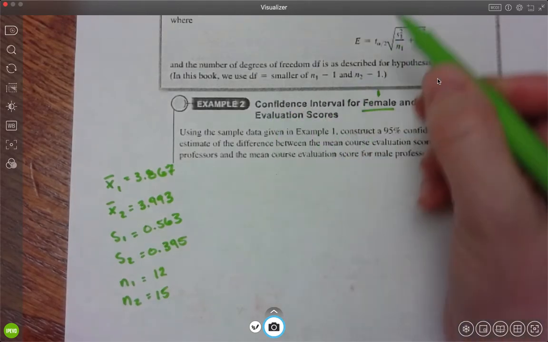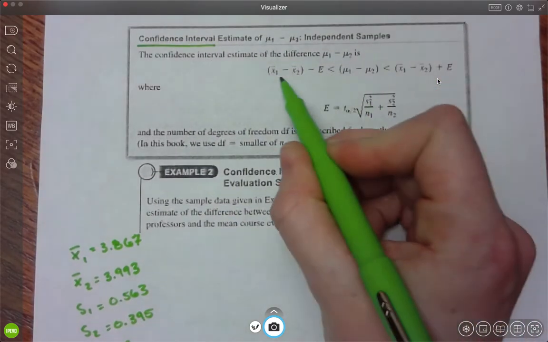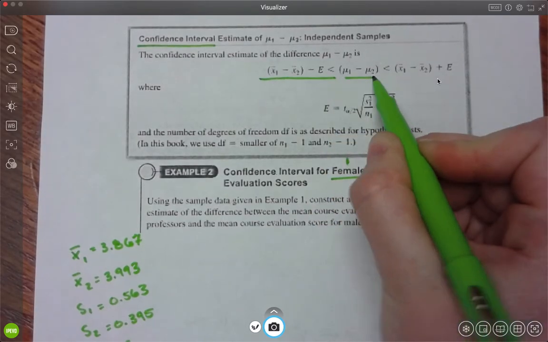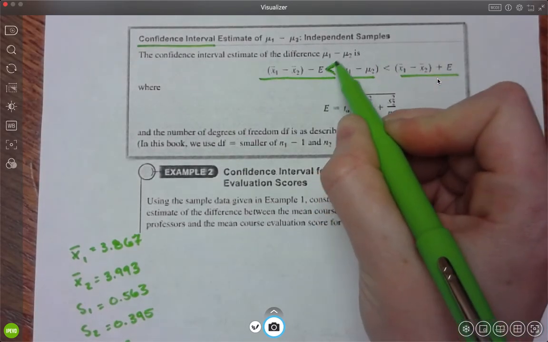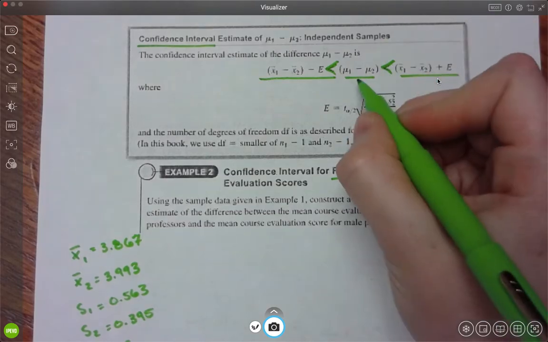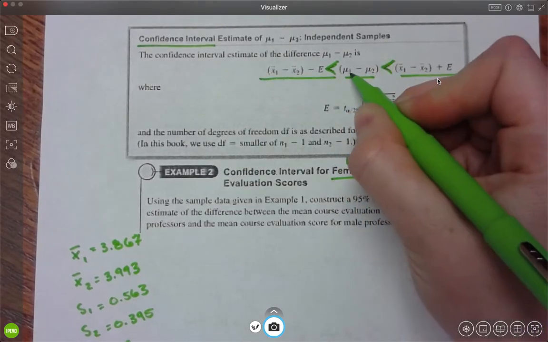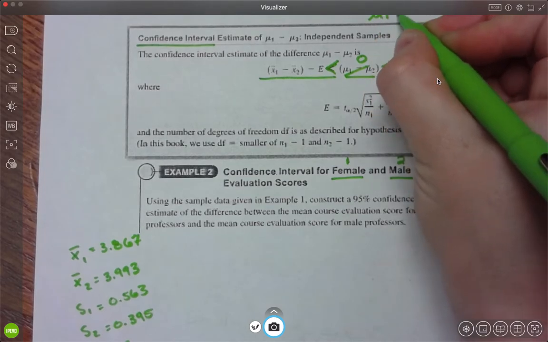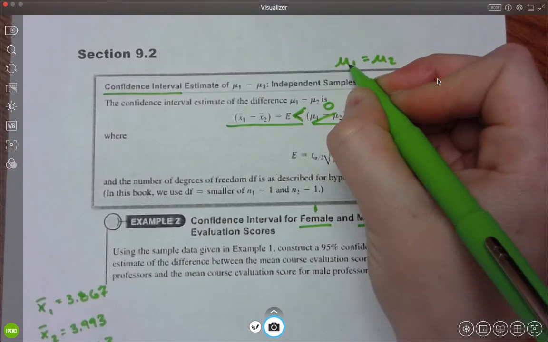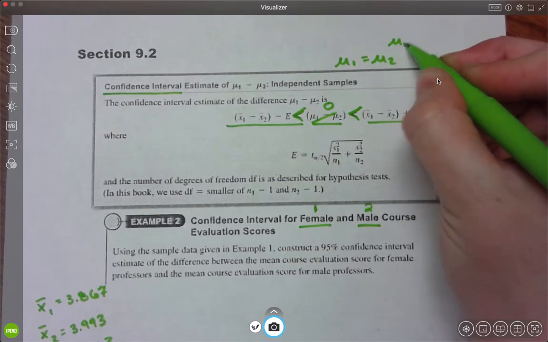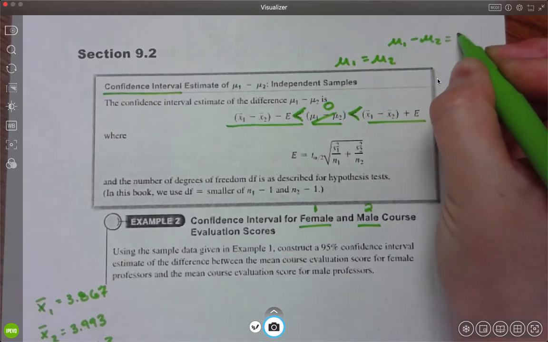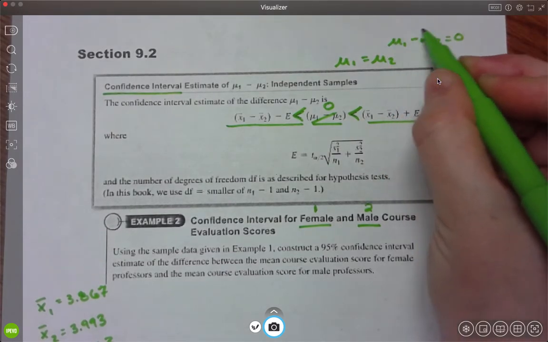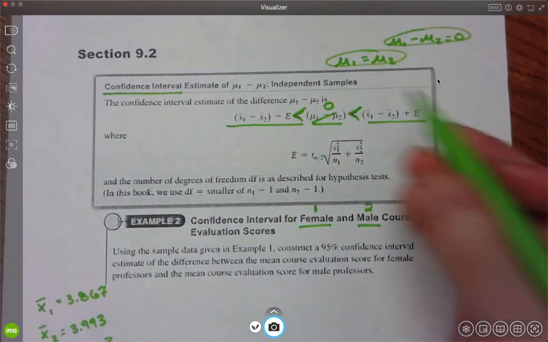So confidence interval method, this is what we're trying to do. We're trying to set up this confidence interval. We've got those three pieces, and then we've got this less 2 in the middle. Okay, mu1 minus mu2 we say is 0, because if we're trying to say that mu1 equals mu2, we would subtract that mu2 to the other side, and we would get mu1 minus mu2 equals 0. Okay, these two things, this thing right here and this thing right here, mean the same thing.